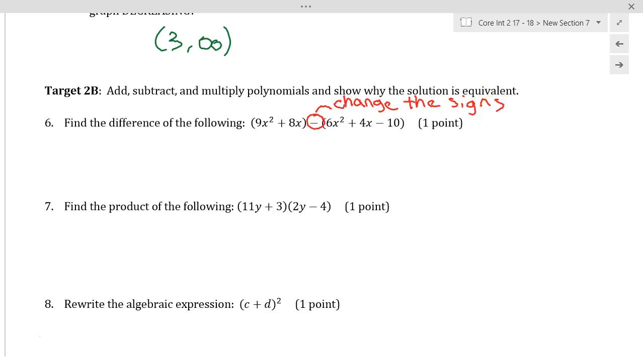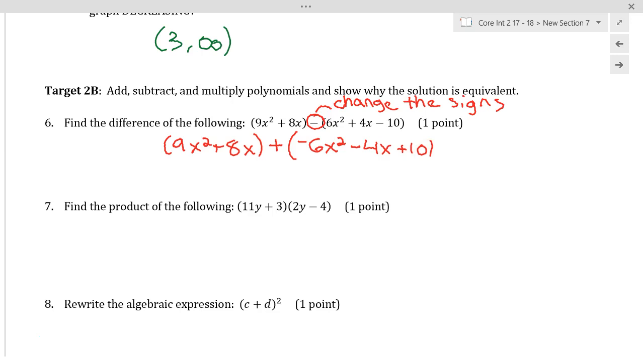Okay. So my first one stays the same. I have 9x squared plus 8x. This is going to change to plus, and everything after it is going to change sign. Negative 6x squared minus 4x plus 10.